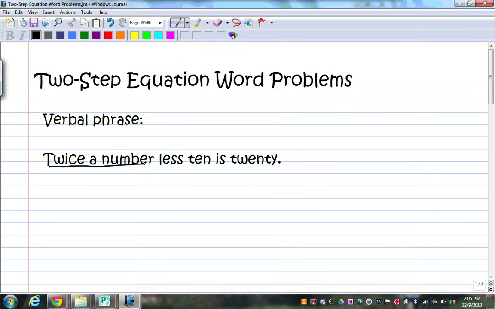First, twice a number means 2 times some variable, so let's say x. Less 10 means you're subtracting 10. Is means equals, and then 20. So our equation is 2x minus 10 equals 20. And again, you could use the sheet that I gave you to help you find out what all these little keywords mean.